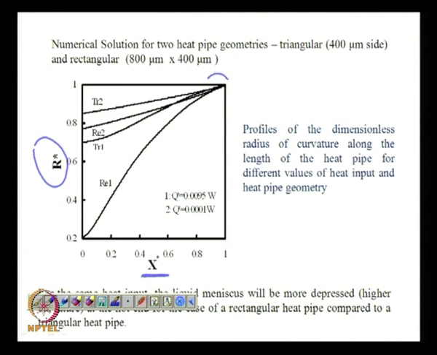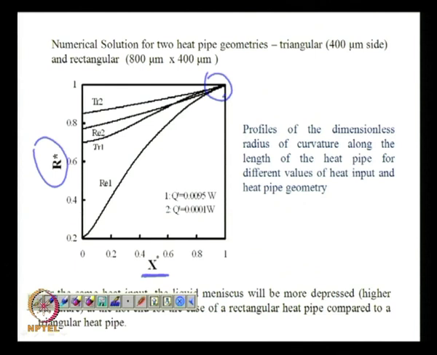So, the value of r star equal to 1 is that at the cold end. At the cold end, whatever be the radius of curvature, that has been used as the non-dimensionalizing factor for r. So, r star is equal to local r divided by r at the cold end. Obviously, at the cold end the value of r star should be equal to 1, but this figure shows how the radius of curvature changes with location as I move towards the hot spot.